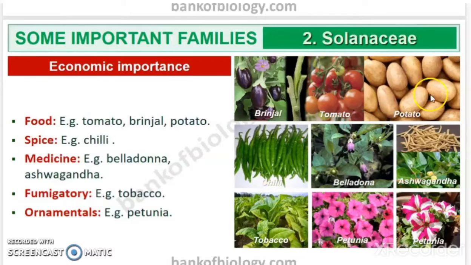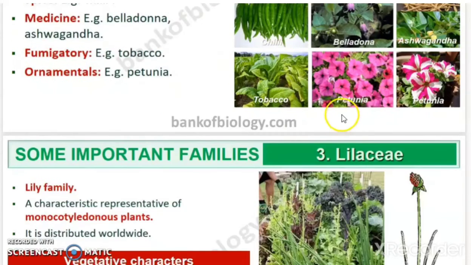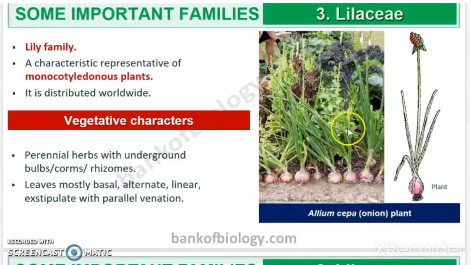Okay, clear with the Solanaceae family, children? So what you have to do is write everything in your notebook and then read properly. Only then will you be able to keep something in your mind. Now coming to the next and last family, which is called the Liliaceae family. If you talk about the Liliaceae family, commonly it is called the lily family, and it is a characteristic representative of monocotyledonous plants. So it represents a monocotyledonous plant and it is distributed worldwide.